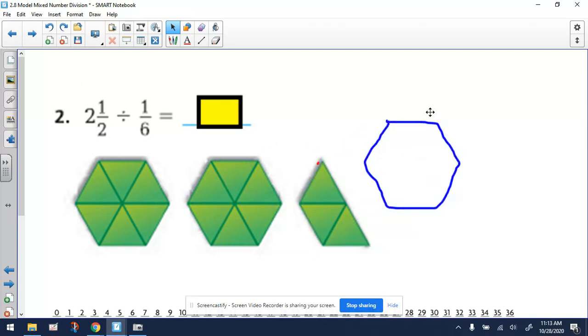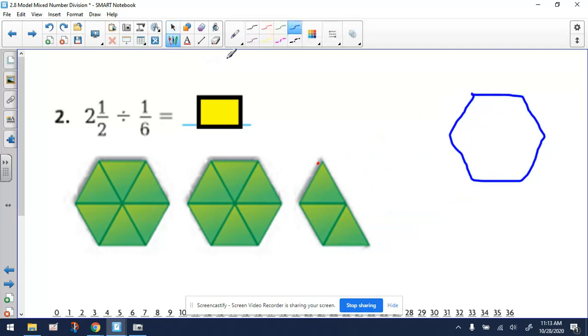Now what we're trying to figure out is how many 1/6s we have in the 2.5 hexagons. So I'm just going to trace one of the 1/6s. That's one right there. So if this is 1, here's another one right here, that makes 2, and we don't have to trace them. Hopefully you can see. This would be 3, 4, 5, 6, 7, 8, 9, 10, 11, 12, 13, 14, 15. So we know the answer is 15.